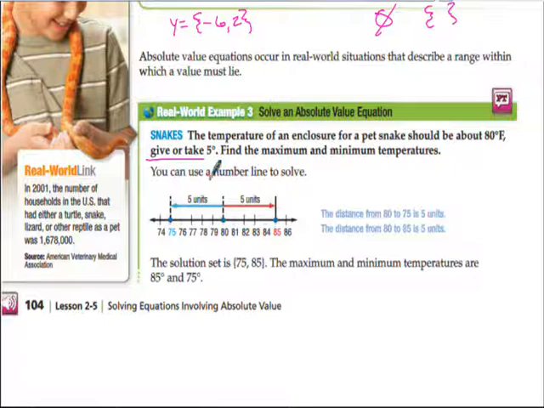So when we say give or take 5, the solution set is 75 and 85. The maximum and minimum temperatures are 85 and 75. No problem, because it asked us just for the maximum and minimum. Easy stuff there.